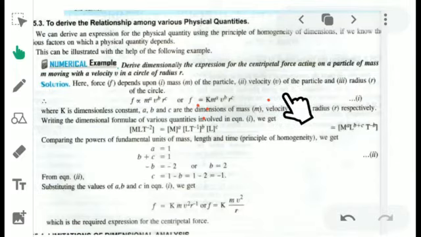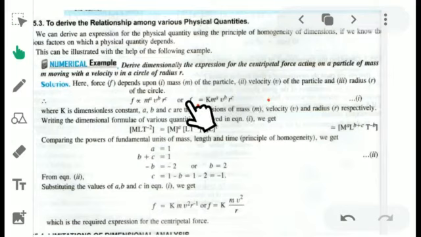We are assuming force is directly proportional to m to the power a. That means the mass, how much power also we don't know. So we are assuming m to the power a, and v, velocity, to the power b, and radius to the power c. Then we are removing the proportionality sign by introducing the constant of proportionality, that is F is equal to k m raised to a, v raised to b, r raised to c.